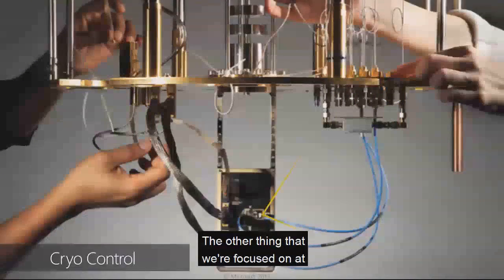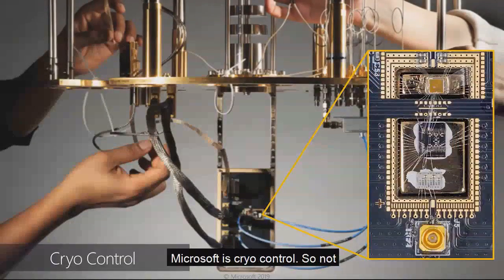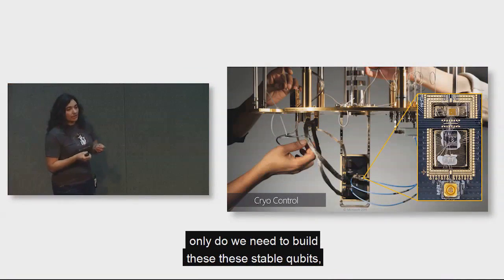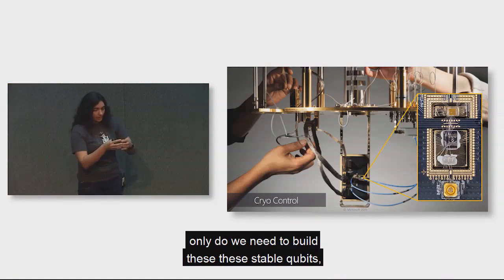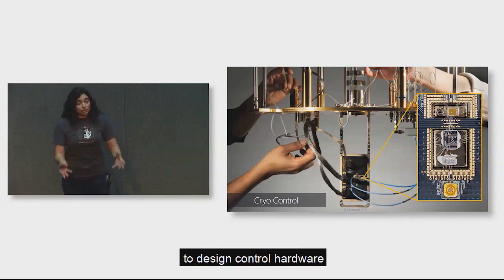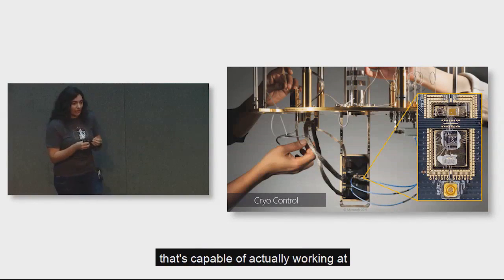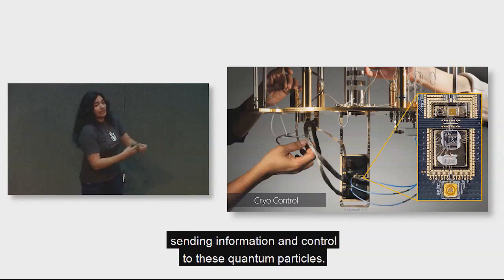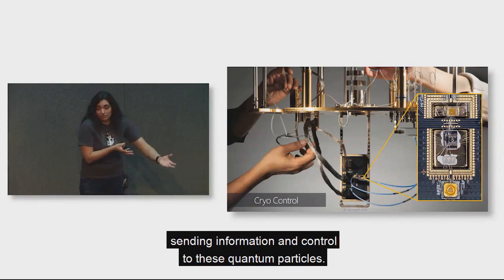The other thing that we're focused on at Microsoft is Cryo Control. So not only do we need to build these stable qubits, these topological qubits, but we also need to design control hardware that's capable of actually working at cryogenic temperatures and sending information and control to these quantum particles.